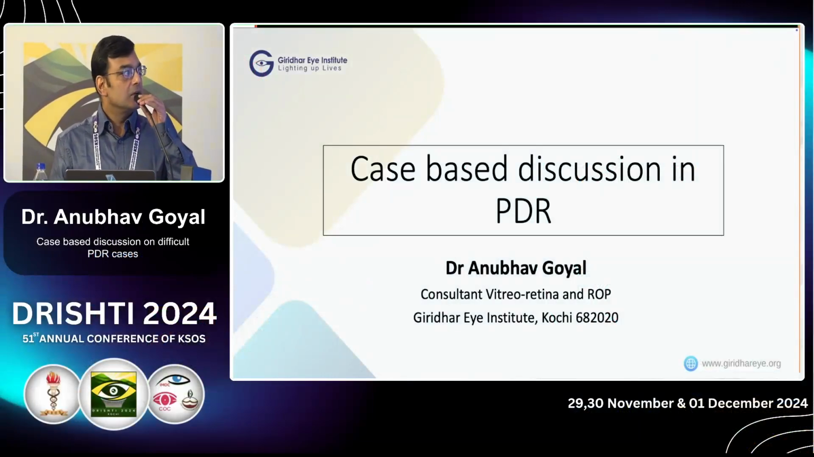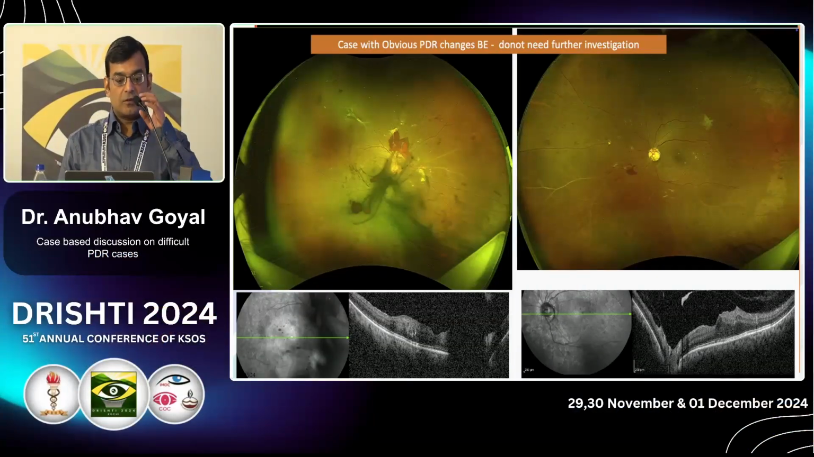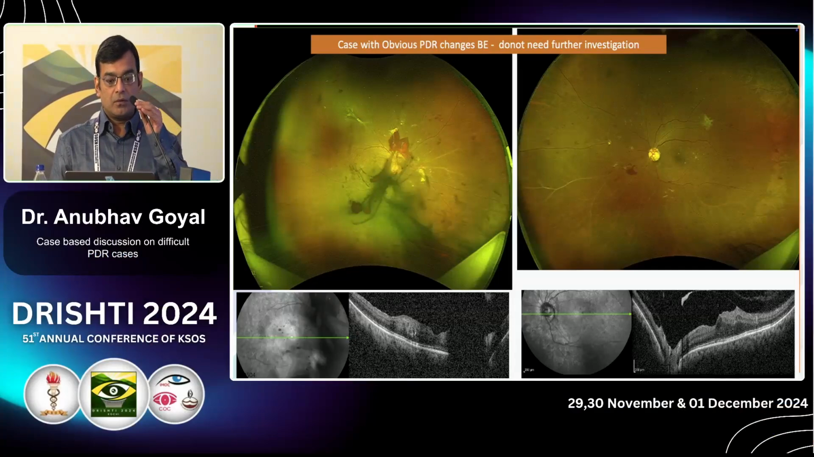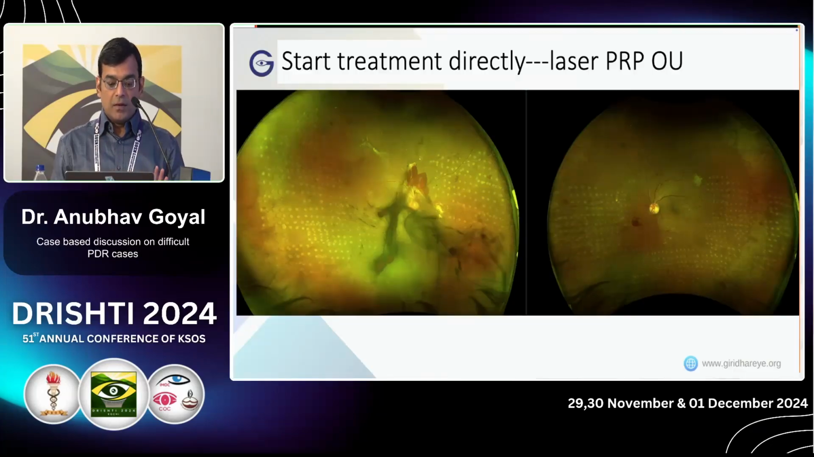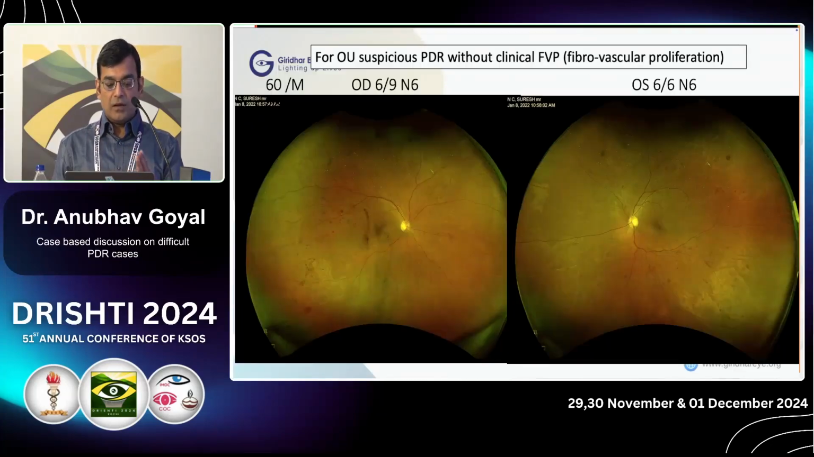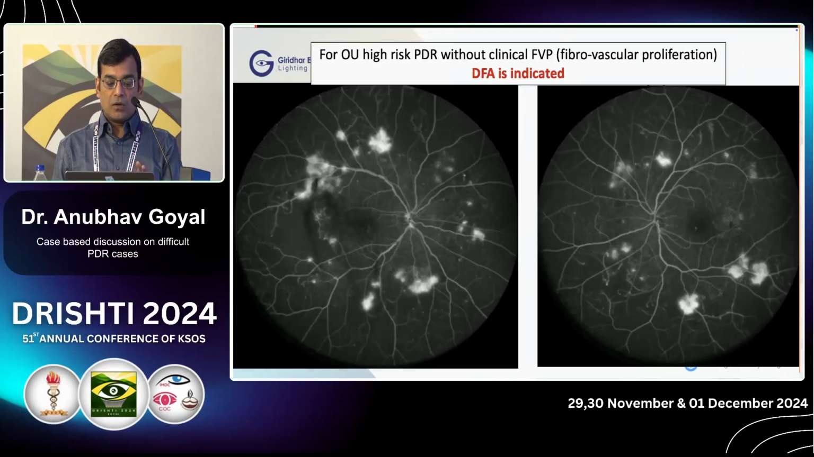Thank you, sir. So my talk is on case-based discussion. I'll be proceeding directly because these are common, general PDR scenarios where we can diagnose clinically very nicely. Right eye vitreous hemorrhage, left eye FVP: no need to investigate, OCT is normal, straight away start treatment. Another scenario is when you have a suspicious hemorrhage in one eye and the other eye looks like NPDR. Go for angiogram, diagnose PDR, and start treatment.